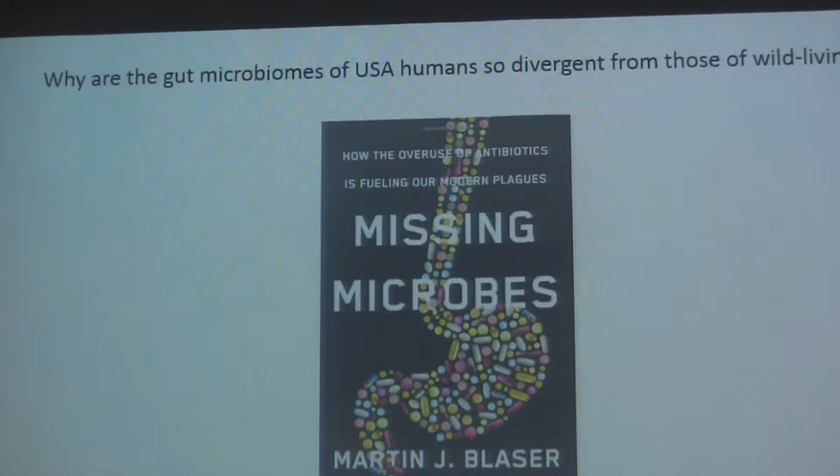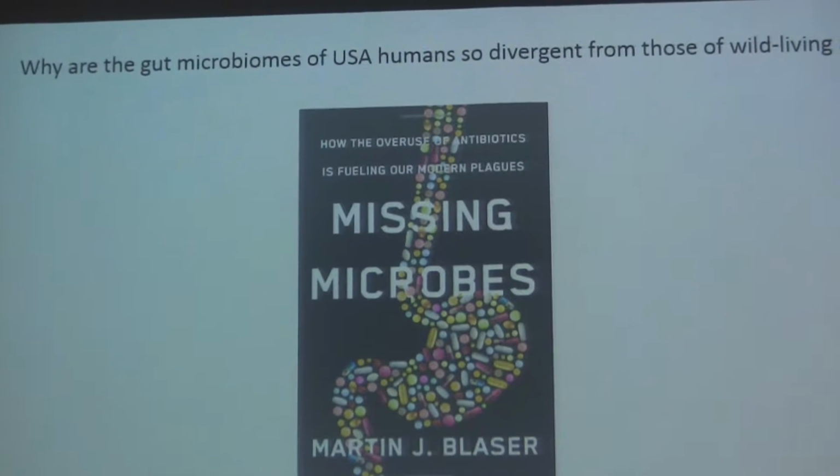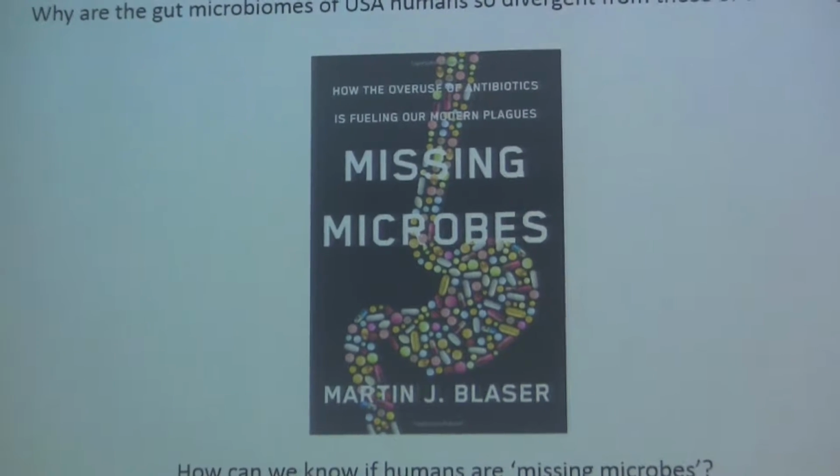So I want to go back to the idea that humans from the United States are harboring gut communities that are highly divergent from those of other human populations, and to ask why are human gut microbiomes in the United States so divergent from those of wild-living ape species?